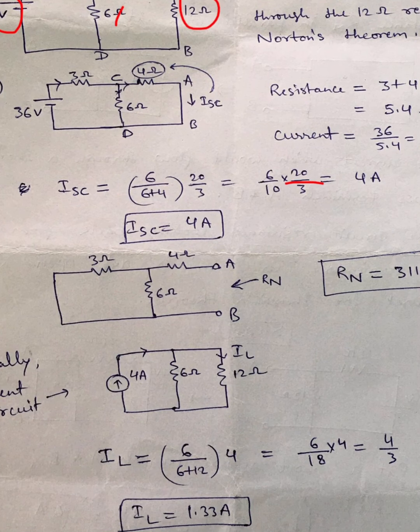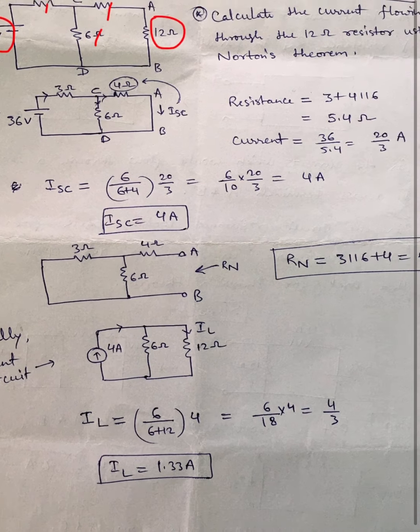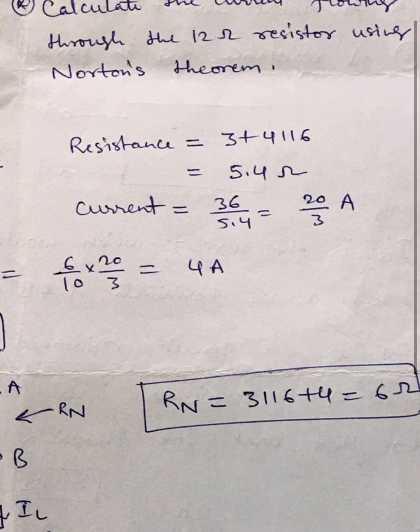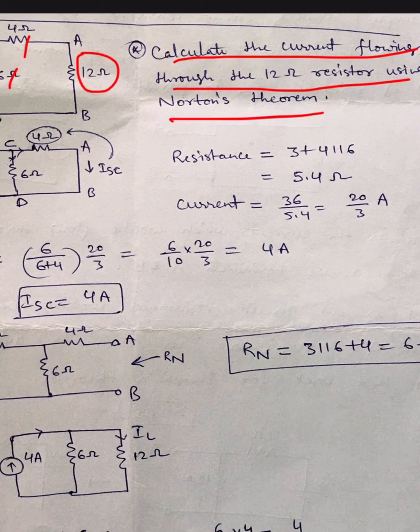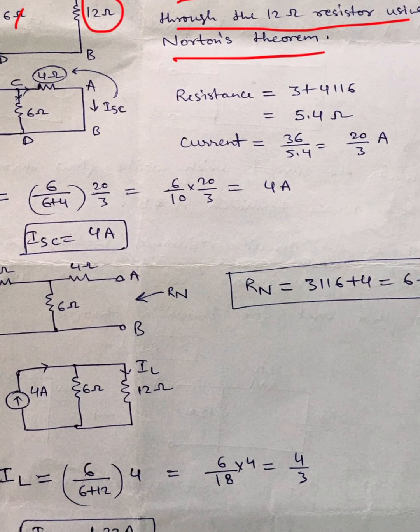Let us see here. The problem statement is calculate the current flowing through the 12 ohm resistor using Norton's theorem. Okay, first we will calculate it using Norton, then we will calculate using Thevenin. So first, just as we discussed just minutes before, our goal is to find out Rn and In. Okay, In and Rn. So what will be the In?